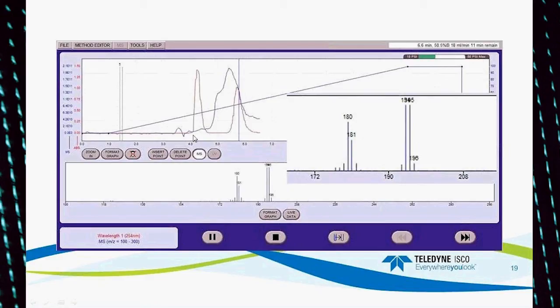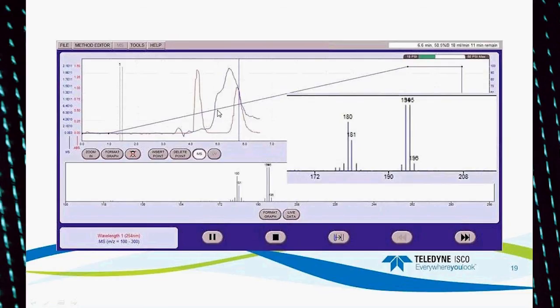So if you look at the UV trace, the compound that is mixed in here does not have a UV spectra, and so it doesn't show up at 254. However, the mass spec was able to detect it and separate it into a separate fraction.